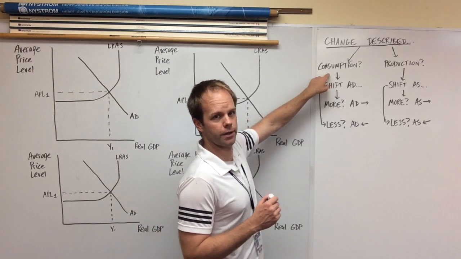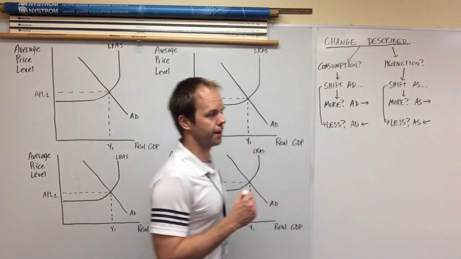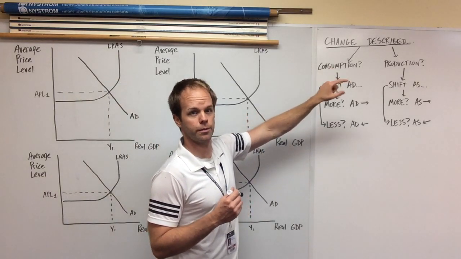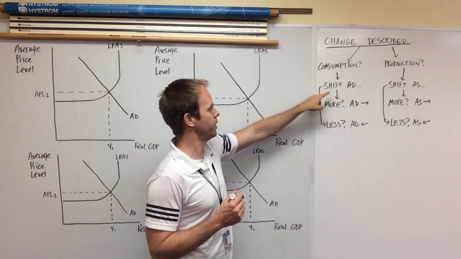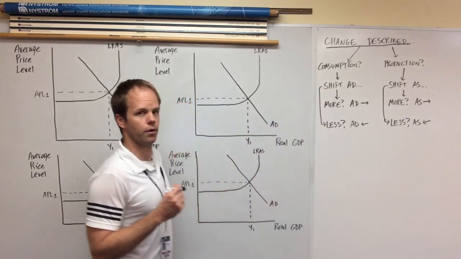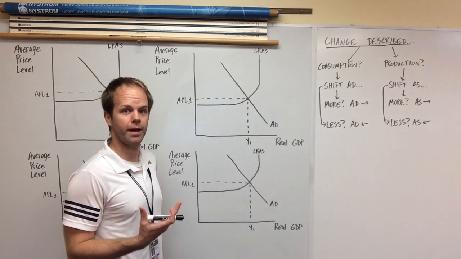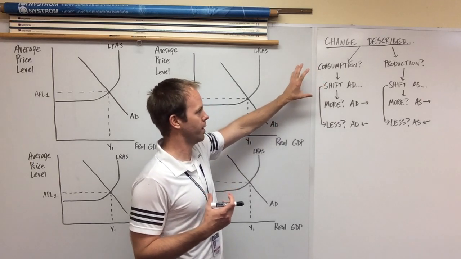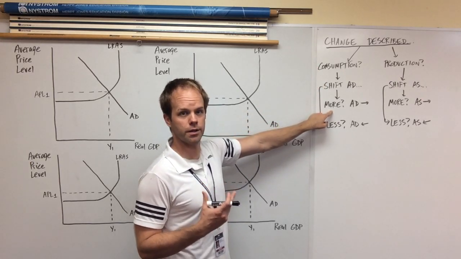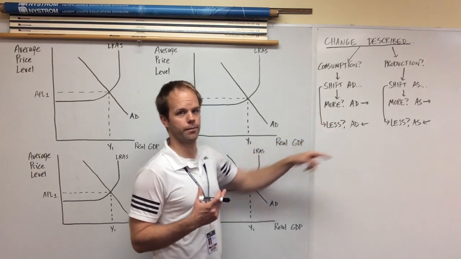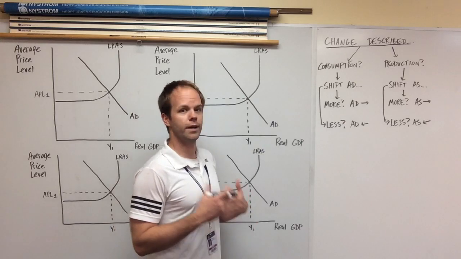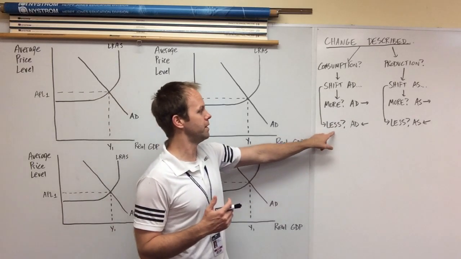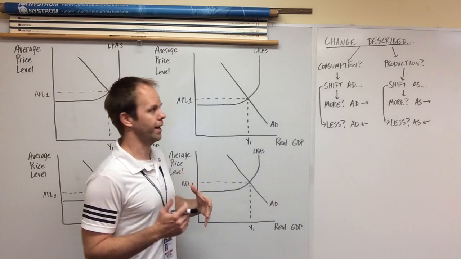Does it more so have to do with buying stuff, or with making goods and services, right? If it's about consumption, we know that we're shifting our aggregate demand curve, okay? Once we've made that decision, you should then ask yourself, does the change described talk about an increase in consumption or a decrease in consumption? We would show an increase in consumption by moving aggregate demand to the right, and the opposite is also true. If we want to show a decrease in consumption, we move aggregate demand to the left.